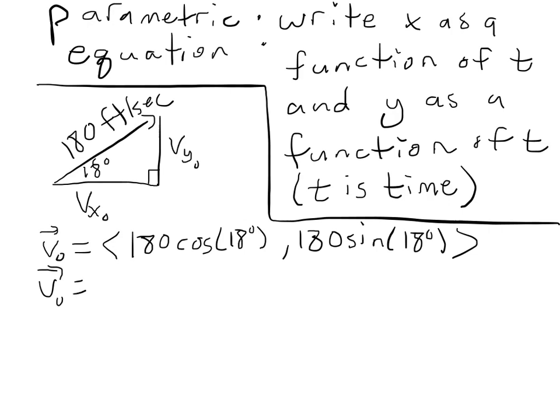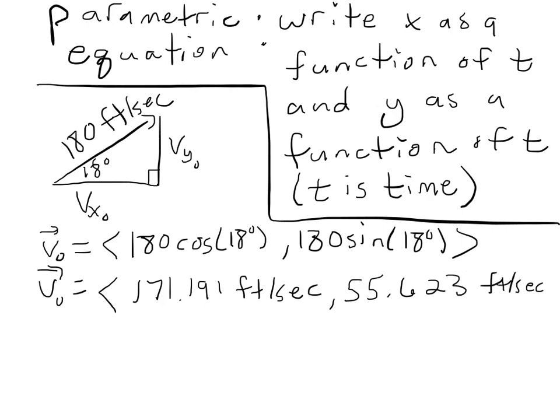And if I write that and just round this off, this is going to be 180 cosine of 18, which is about 171.191 feet per second. And 180 sine of 18 is going to be 55.623 feet per second. So that is the component form of the velocity. That's the initial velocity in the x direction and the initial velocity in the y direction. And if I put those together, that's the initial velocity vector of the golf ball.